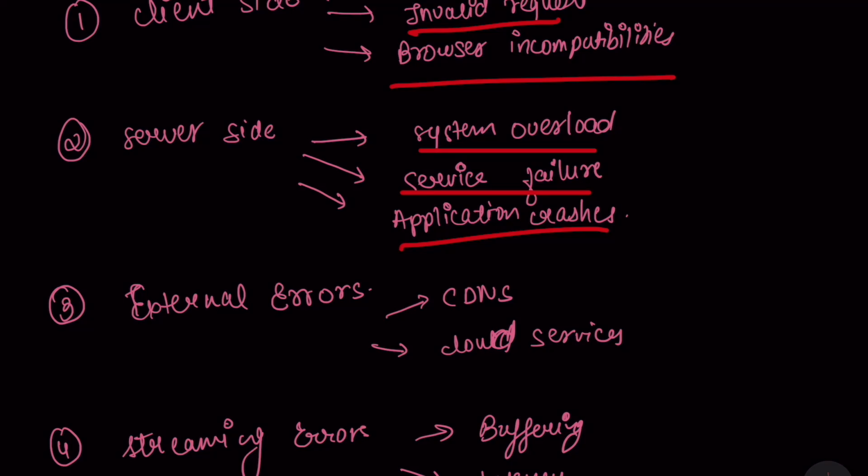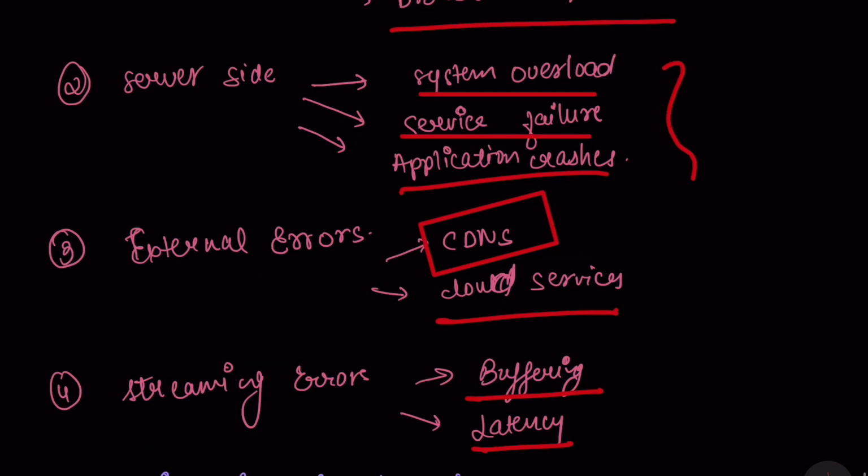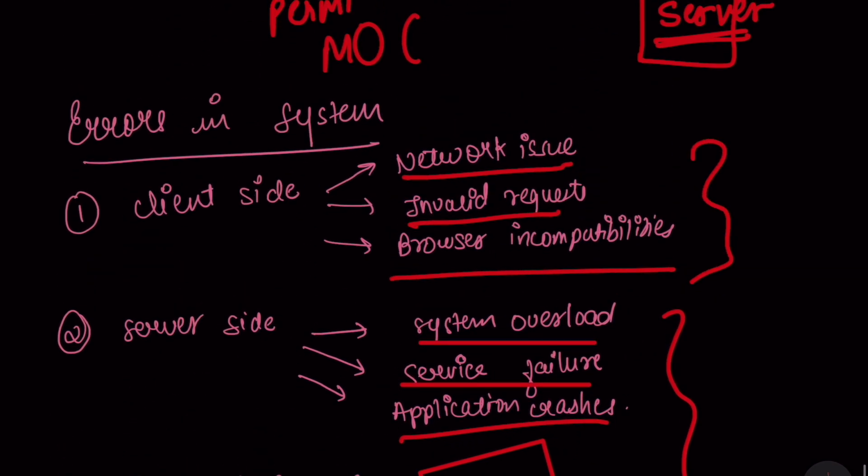You can even have third-party or external errors, like issues with the CDNs or failures with cloud services, like for storage and API limits. And you can even have streaming errors such as buffering time, video quality dropping, interruptions during live streaming, and latency issues because of server load or network problems. So, how can we handle all of these errors gracefully?